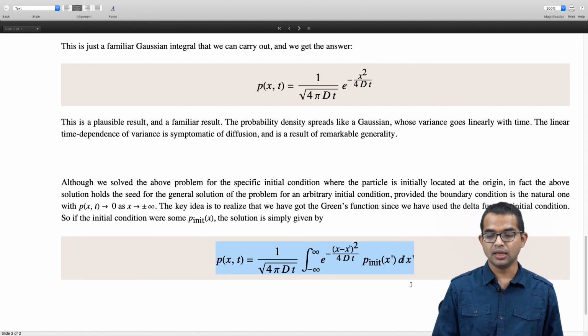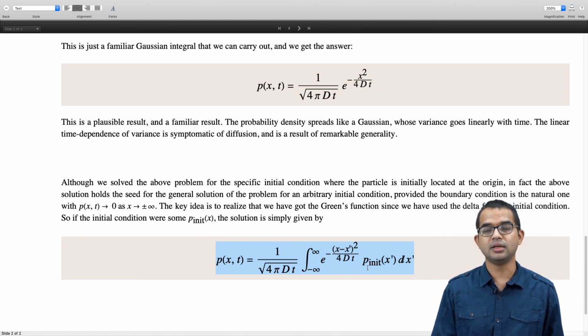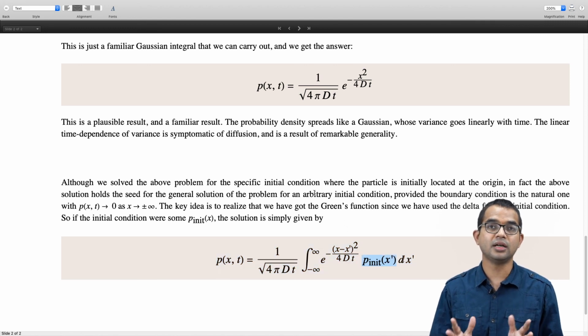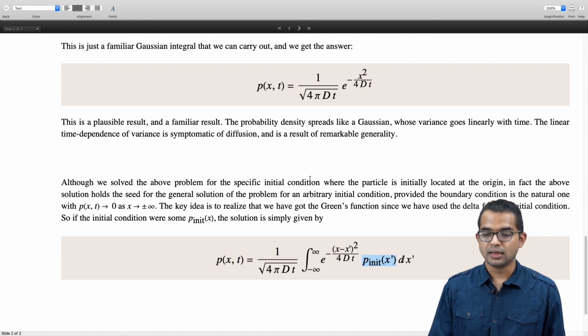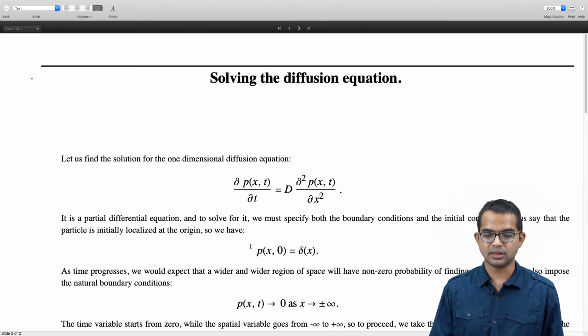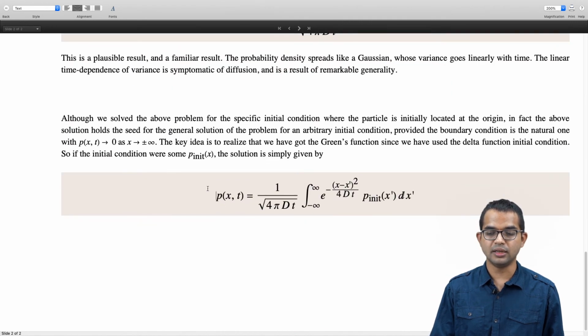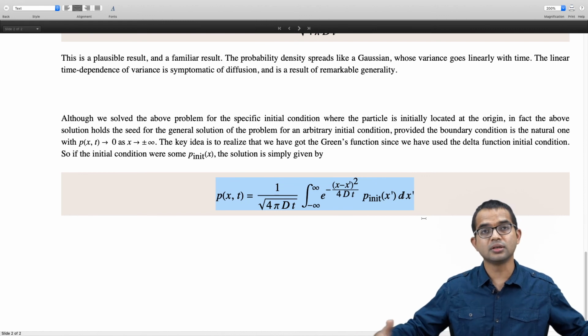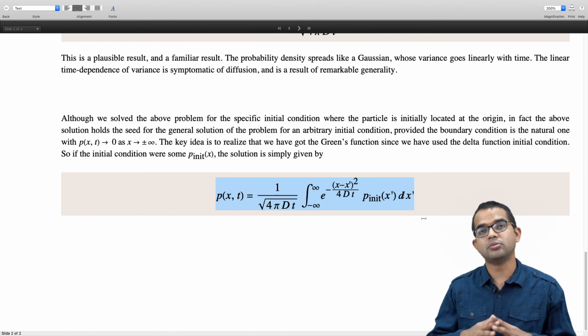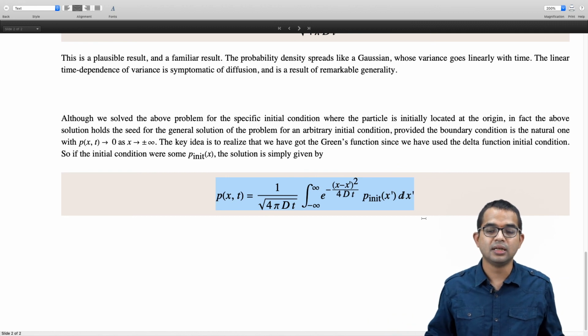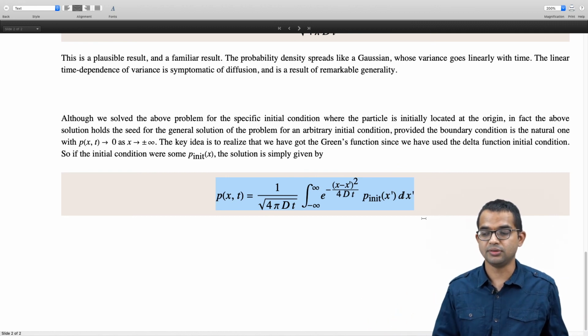P of x comma t is going to be 1 over this constant, integral from minus infinity to plus infinity. Now we have to shift this: e to the minus (x minus x prime) whole squared divided by 4 dt times p init of x prime, right? So this comes about just from the Green's function theory, which we are familiar with. So the advantage with the initial condition we have considered here is that we have worked out the full solution, and therefore it automatically leads us to a more general solution, assuming these natural boundary conditions, which is that this probability must die down to 0 at x equal to plus and minus infinity.